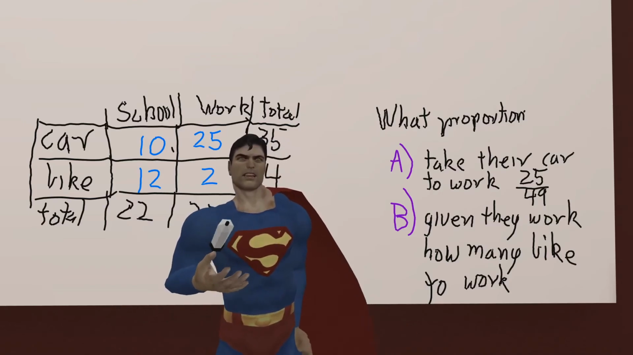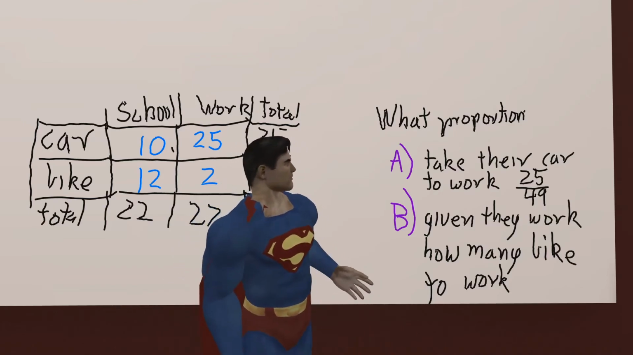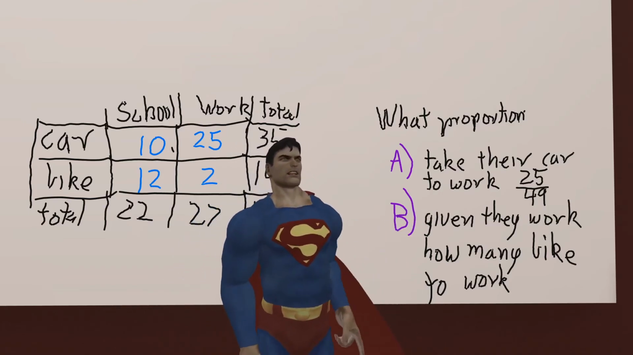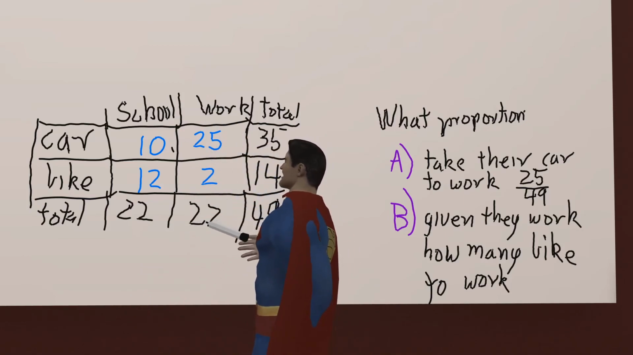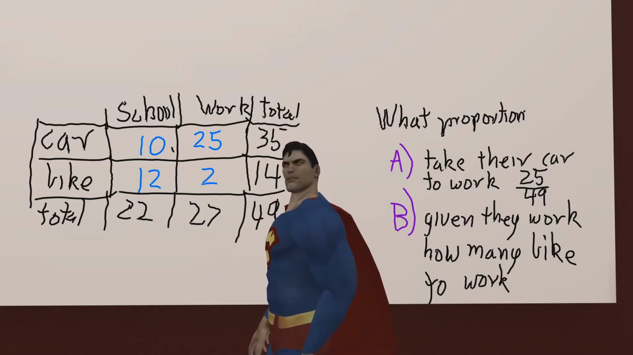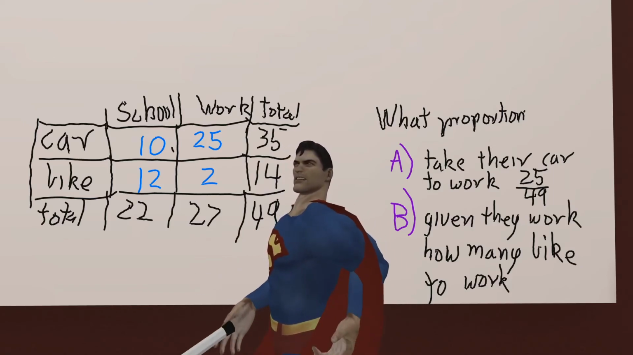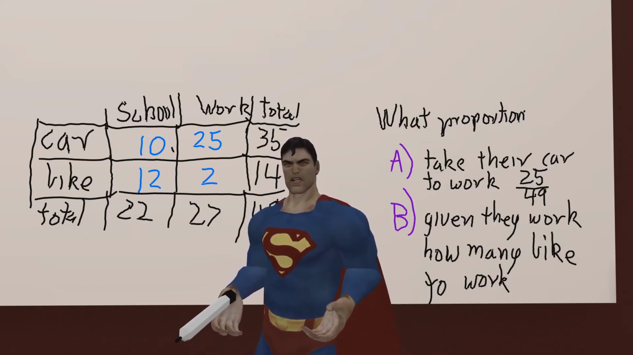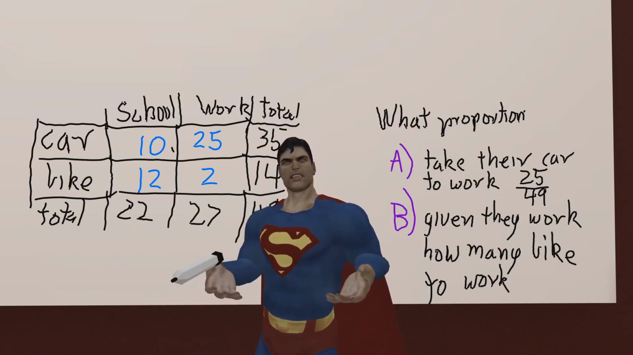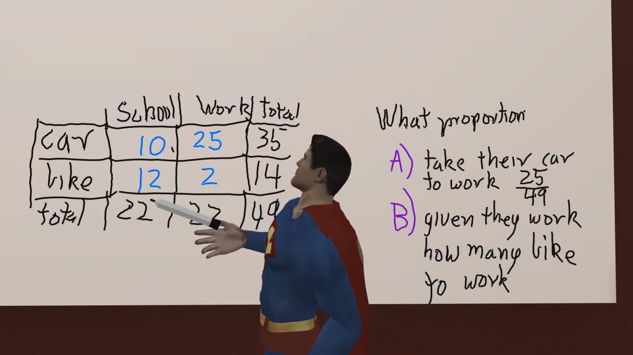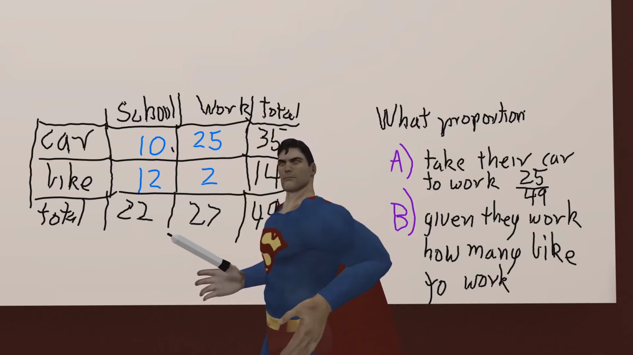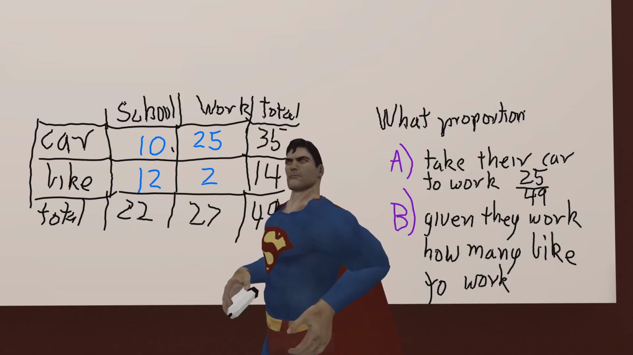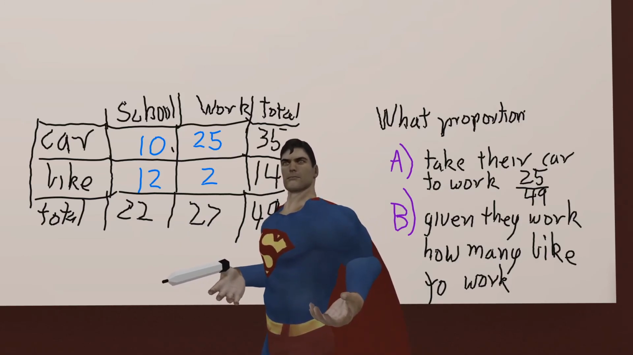Now this second question, this word given, as I said, looks at a specific group of people. We only want to look at the people that work. So it says here, given that they work. So that means we're only looking at the people in the work section. So given that they work, they have to work, so that's why we don't care about anyone else at the moment. If they work, or given they work, how many people bike to work?